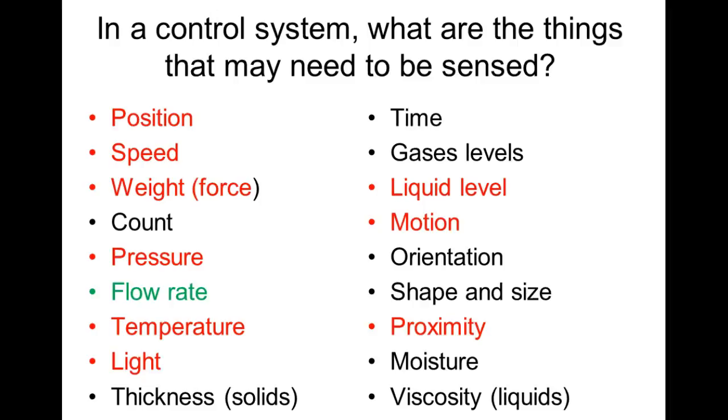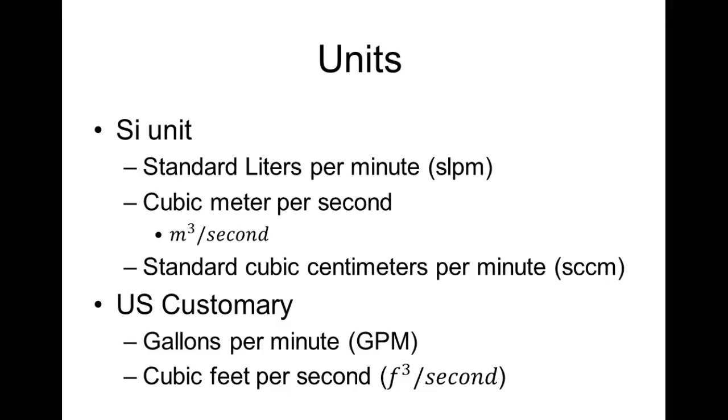Position, speed, we talked about weight, force, we talked about pressure, didn't do count. Counts are more of an indicator. Normally for a count, we use another sensor like a limit switch or a proximity switch to input into a counter. So it's more of a piece of instrumentation than an actual sensor. So it depends on the sensor. We talked about temperature, light, liquid levels, motion, proximity. These other ones get a little more complicated. So we've done a really good job.